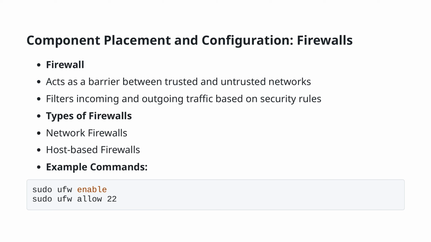To give a practical example, here are some commands you might use when configuring a firewall on a Unix-based system. sudo ufw enable. This command enables the UFW, uncomplicated firewall, on your system. sudo ufw allow 22. This allows traffic on port 22, typically used for SSH, through the firewall. By placing and configuring your firewalls appropriately, you can establish a robust security layer that significantly mitigates the risk from external threats, ensuring better resilience and protection for your network infrastructure.